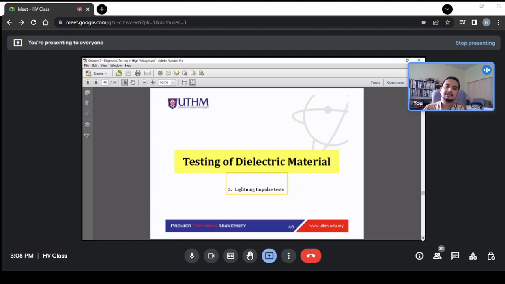And the last testing on the dielectric material is the lightning impulse test. We call it the impulse test. The impulse voltage can be divided into two categories, lightning or switching. Now this is also a very popular test in the high voltage field. HVAC and impulse test.